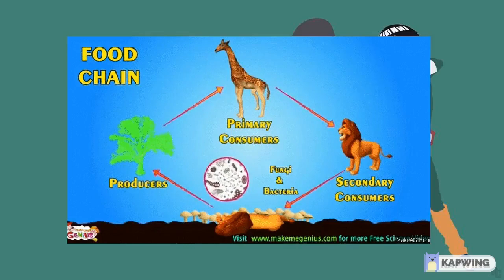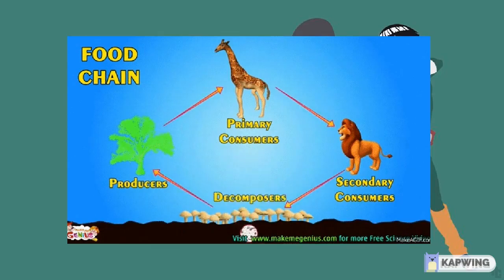What happens when the living things die? Decomposers such as worms, bacteria, and fungi get their energy from dead plants and animals. The nutrients trapped in dead organisms are released back into the soil, allowing the plants to grow.